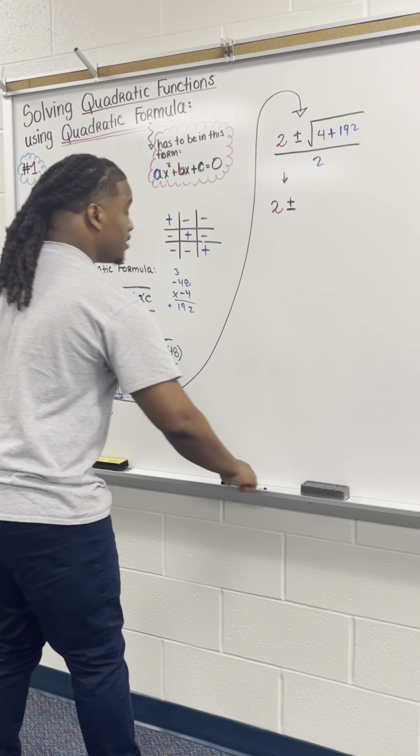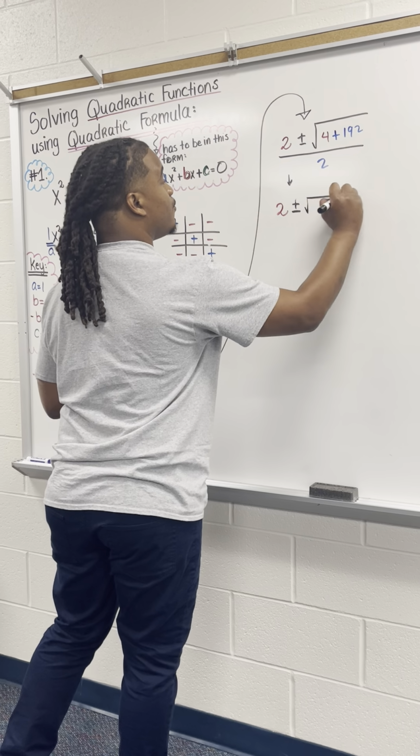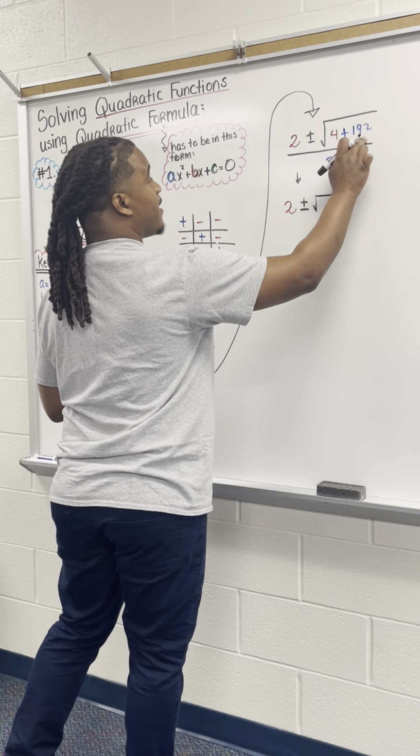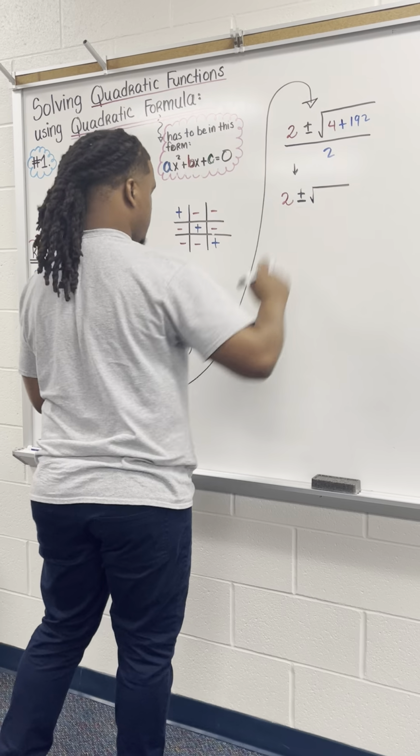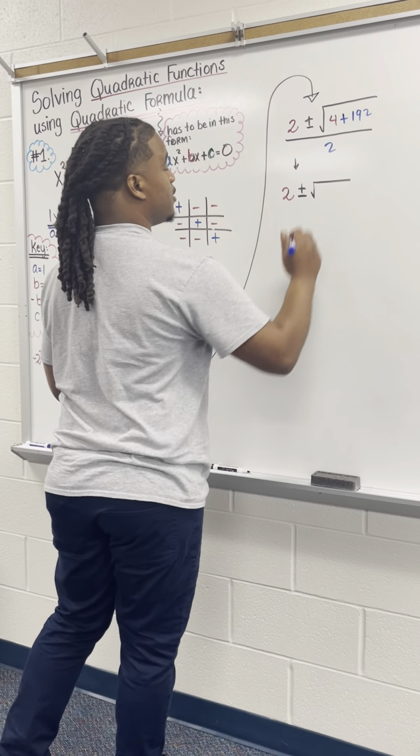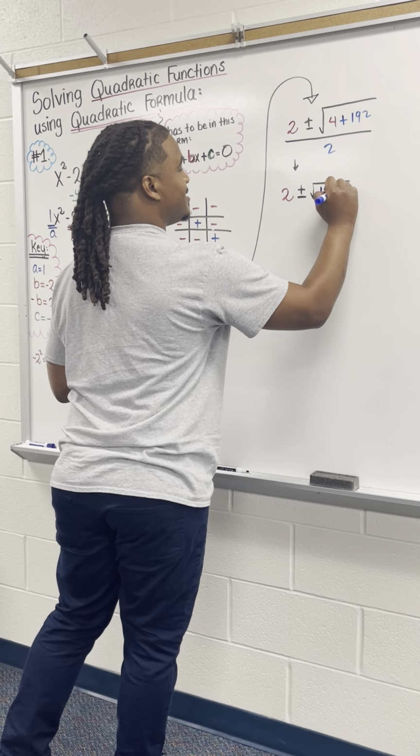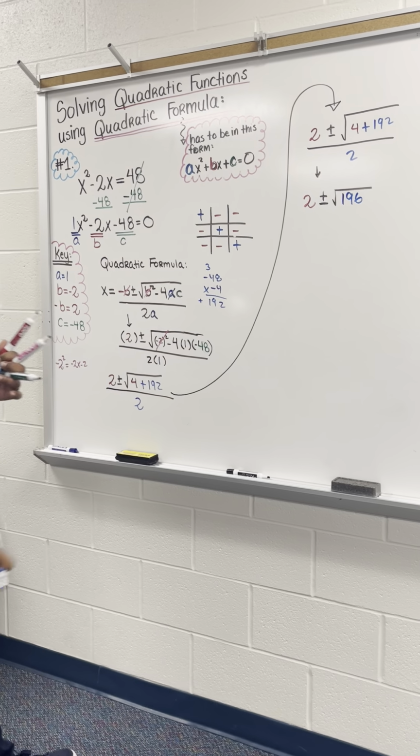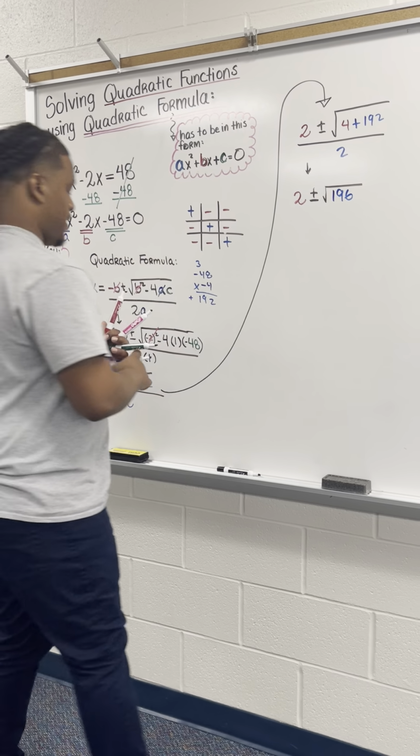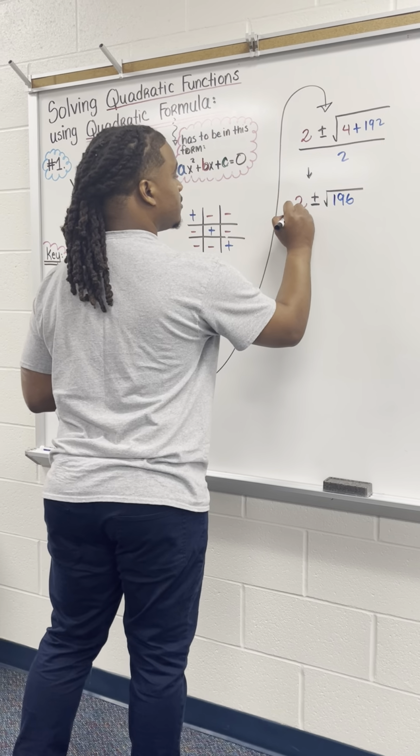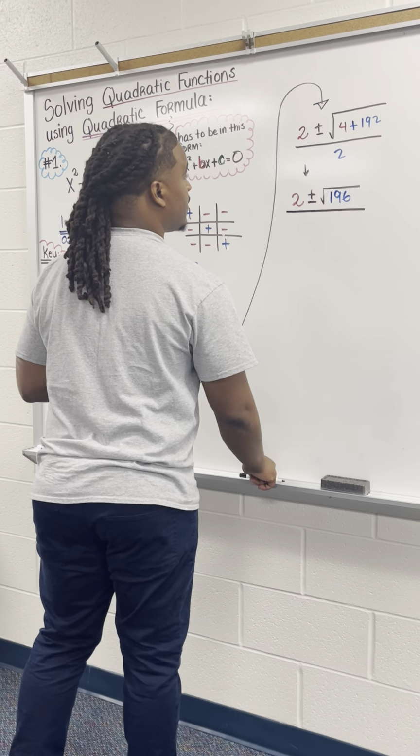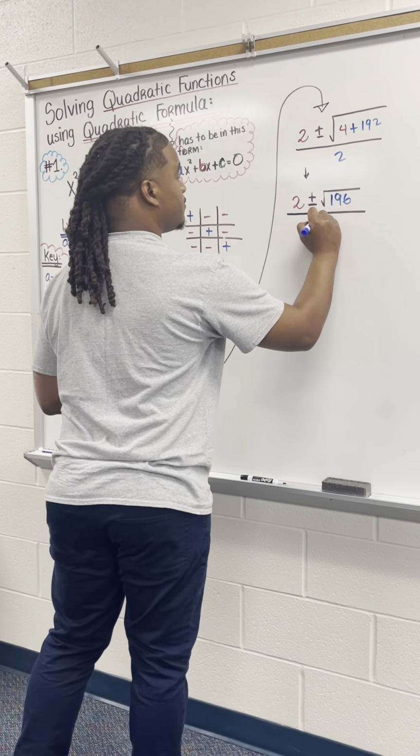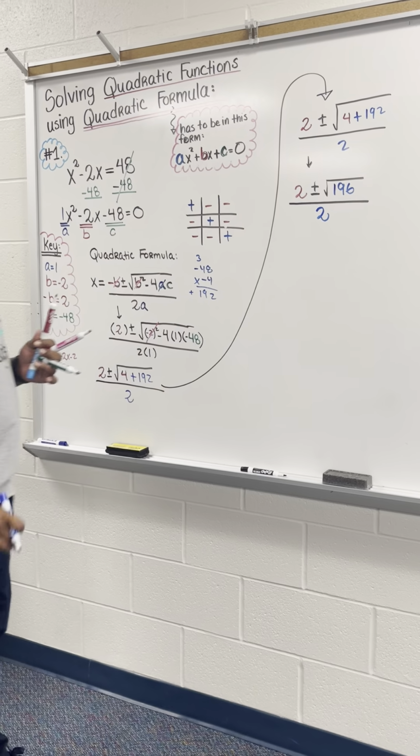Now within the square root, we have to add the values that we have. 4 plus 192 actually equals 196. All right, so now we divide by 2. Okay, so now we're almost finished.